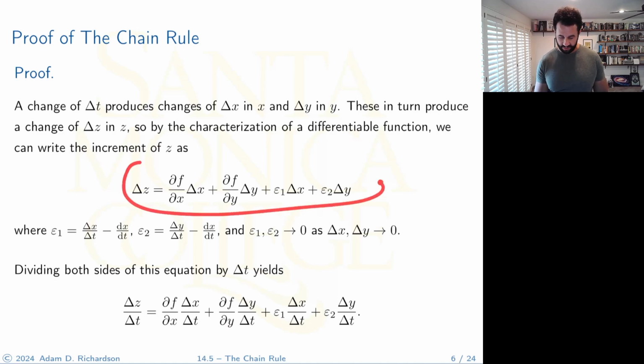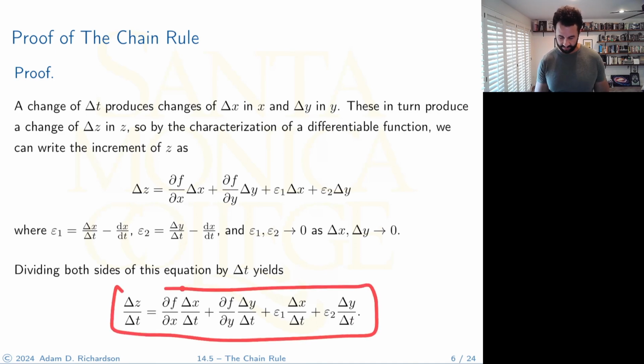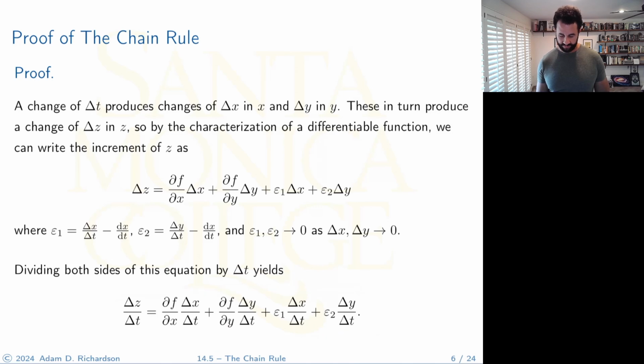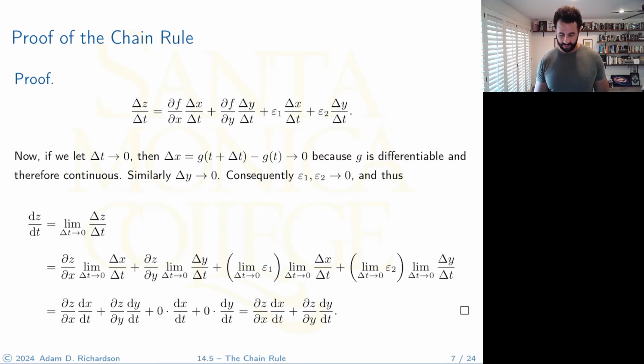Now, take this equation here and divide both sides by delta t. So divide by delta t, distribute the delta t through the different terms, and it becomes this. Now we're going to see why we needed that characterization in the previous section. Here we go. So here is that equation one more time. Now, what we want to do is take the limit as delta t goes to 0.